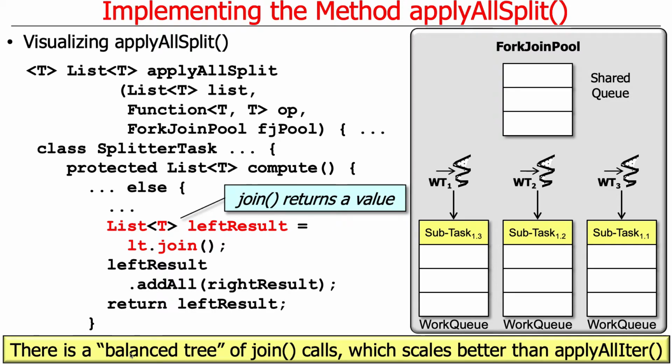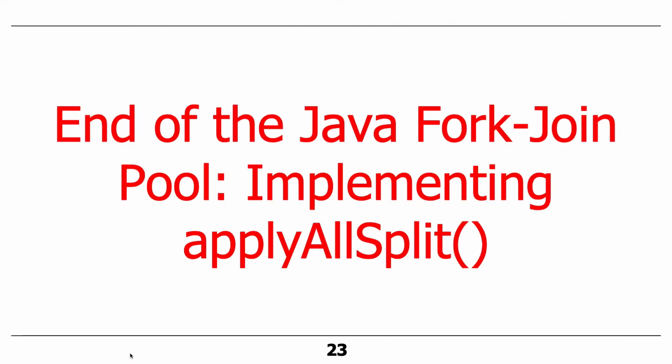And keep in mind that in this particular approach, join actually returns a value because, after all, SplitterTask is a recursive task, which means that compute returns a value, which in this case is a list of T. Okay, so that's the end of the applyAllSplit method. So the good thing, lower work stealing because we do recursive decomposition. The downside is extra data copying and more method calls. And we'll see very soon what the pros and cons of this are empirically.